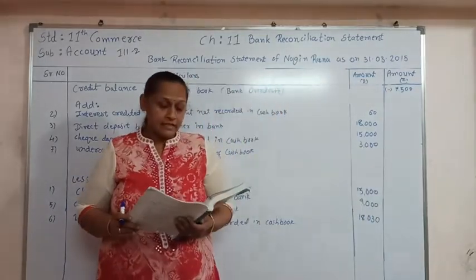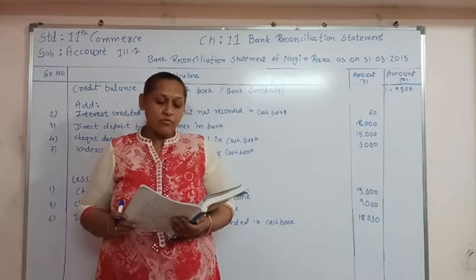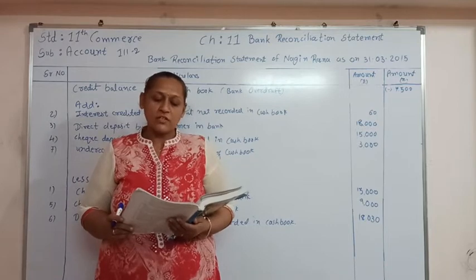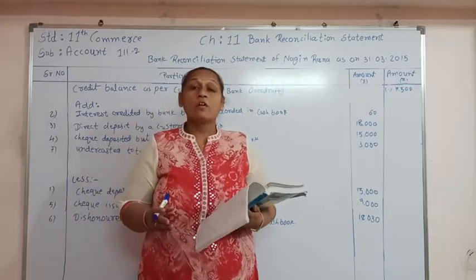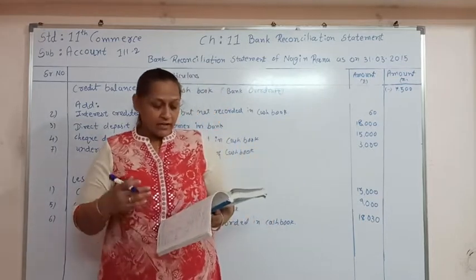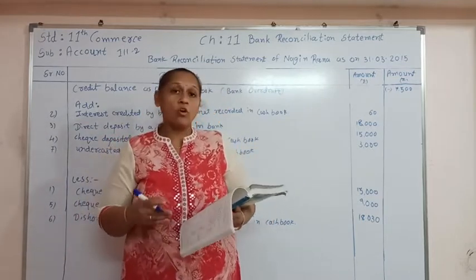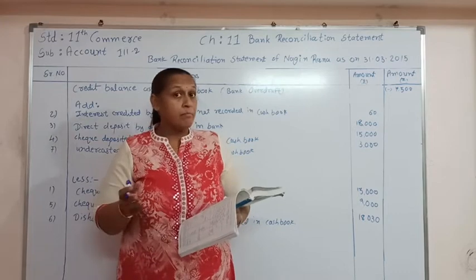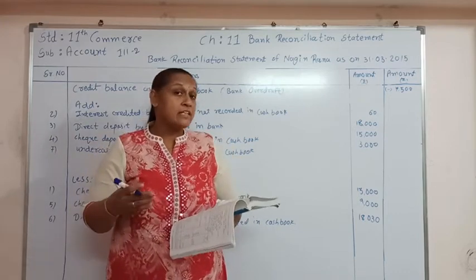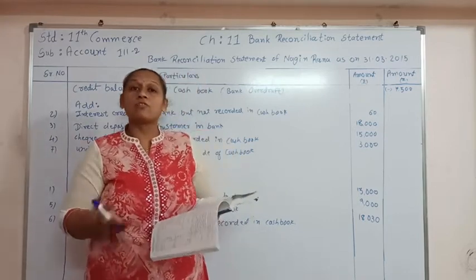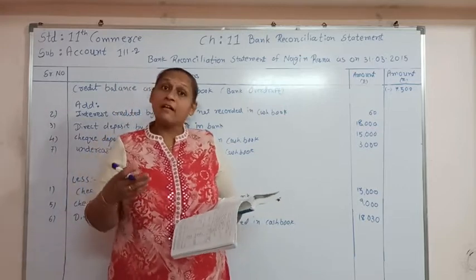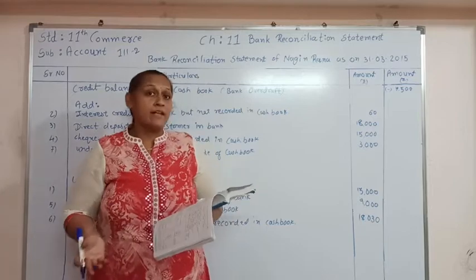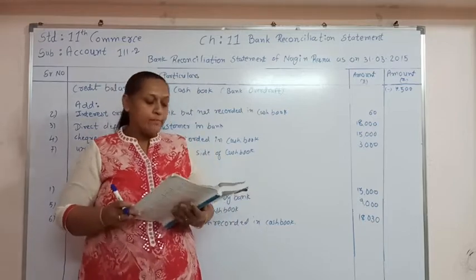Now, let's see the eighth number. A check of rupees 3,000 is issued but not yet presented for payment in the bank. So here we have already given the check and that check is not presented in the bank. That means it is not debited in the bank account. So we have already written it in the cash book. We have made the less amount. So here we have to add it so that the balance will be the same.